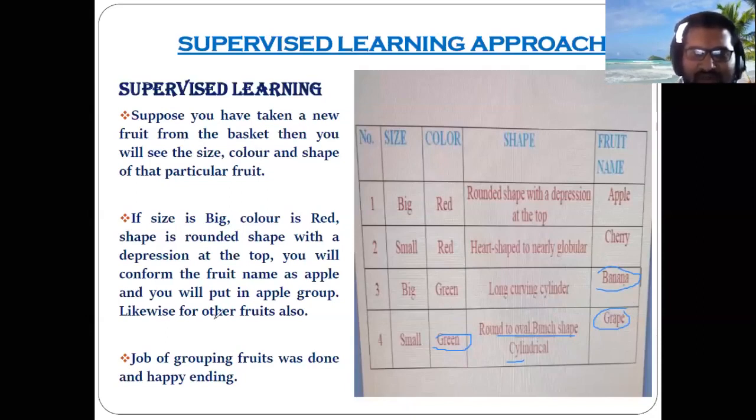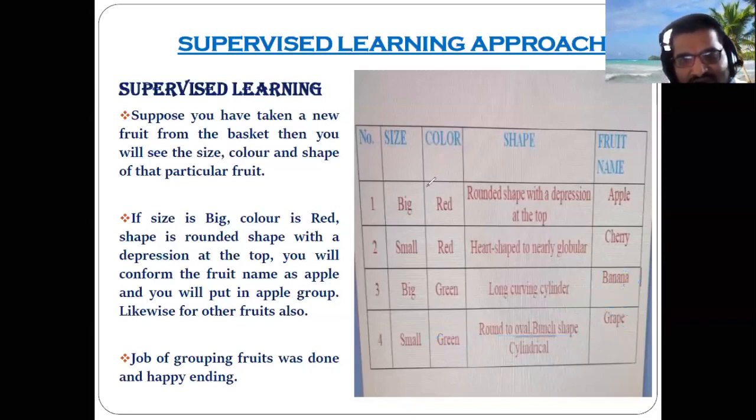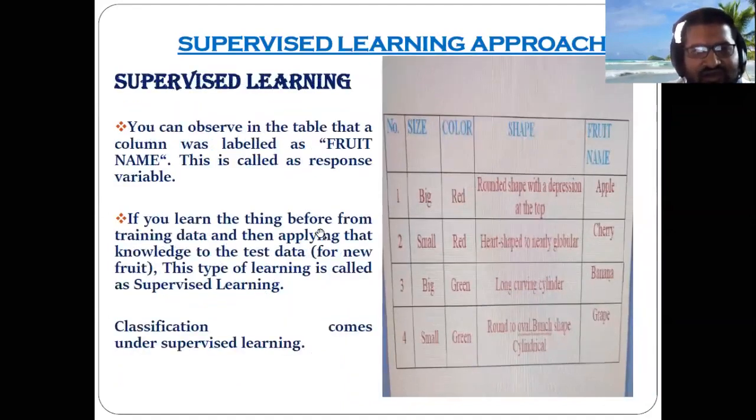This particular grouping, the technical name for this kind of grouping, is called classification. What is it called? Classification. Now, do you feel any kind of difficulty in grouping this way? No. Because you already have some kind of knowledge about those fruits. That's why you don't feel any difficulty. So you can observe in the table also that the fruit column was labeled as fruit name.